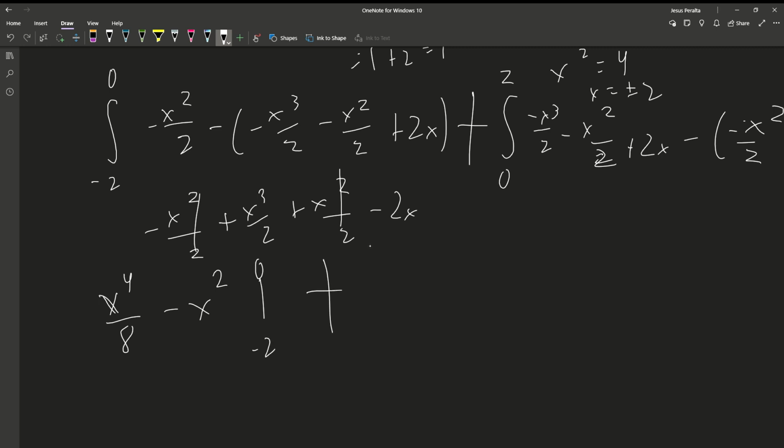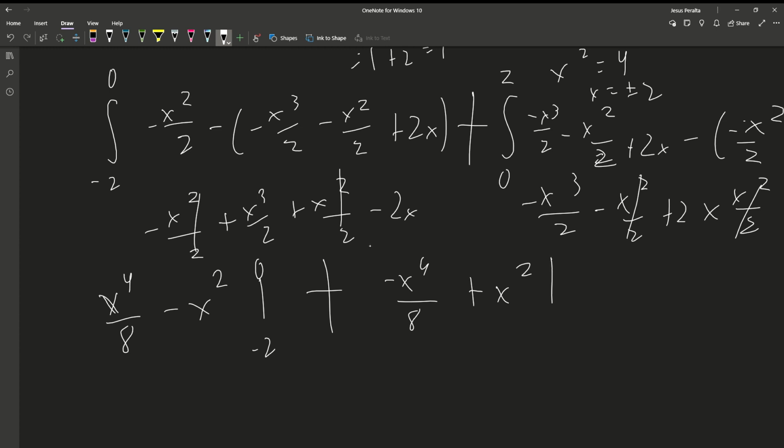And then we want to simplify this side, so we're just going to do x cubed over 2 minus x squared over 2 plus 2x plus x squared over 2. These cancel out, so you just get left with the x cubed over 2 and plus 2x. We could just integrate it already. So then we would be left with negative x to the 4 over 8 plus x squared from 0 to 2.